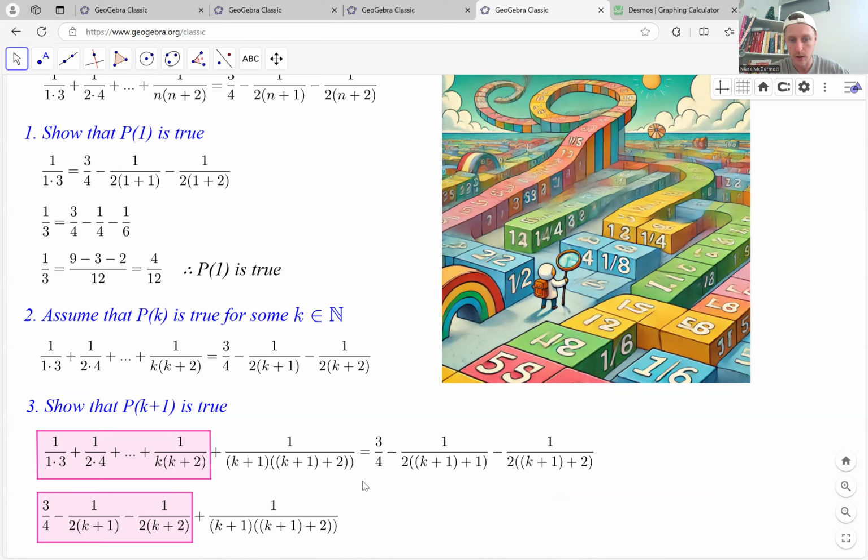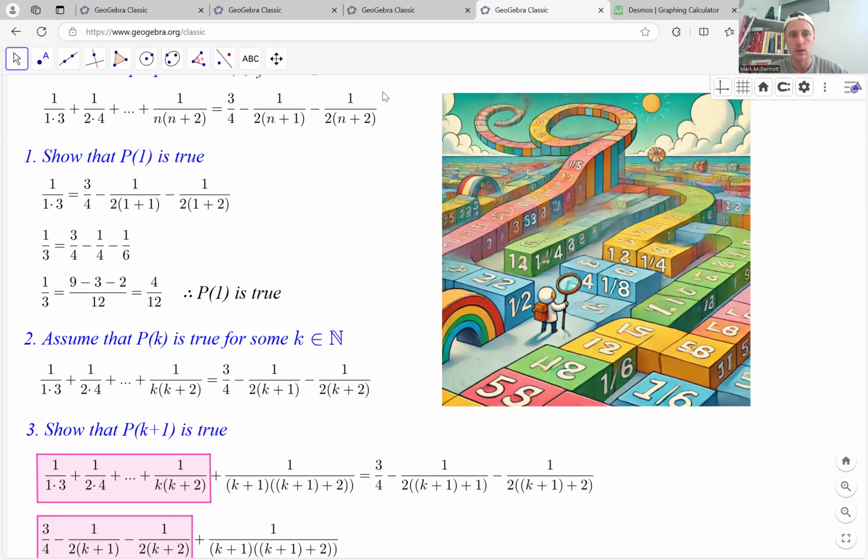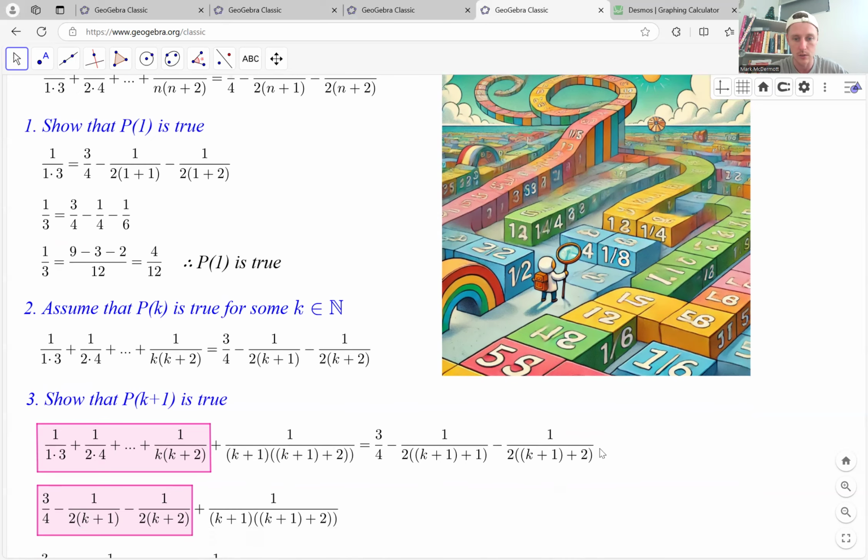And you're probably wondering, where did this right-hand side come from? Well, the right-hand side is just this, which is what we're trying to show. So we're just going to drop the right-hand side for now. We need to show that the left-hand side does in fact equal that.